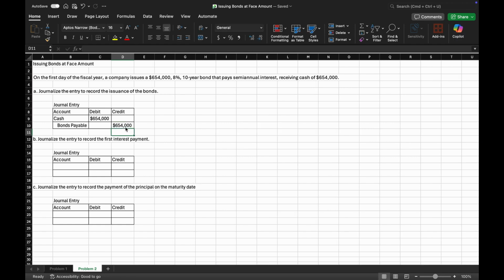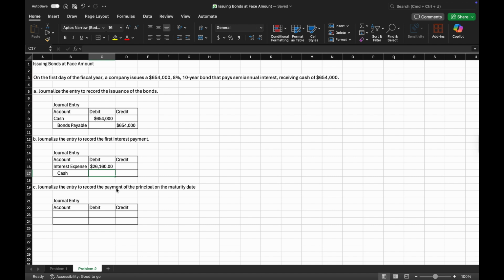Now let's move on to part 2, which is to journalize the entry to record the first interest payment. As always, let's put the two accounts being affected, which are interest expense, which is going up, and cash, which is going down. To find the interest expense, I have to multiply the $654,000 by the 8% by 0.5, which represents the semi-annual interest. This comes out to an interest expense of $26,160, which is the debit for the interest expense account.